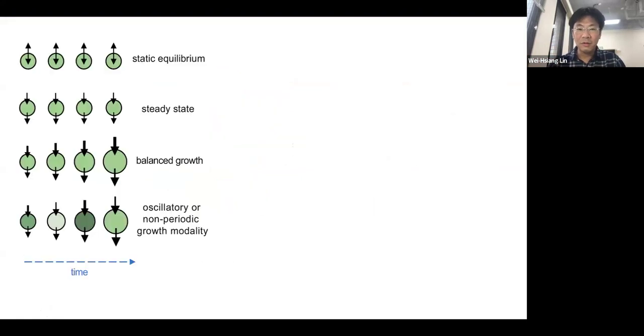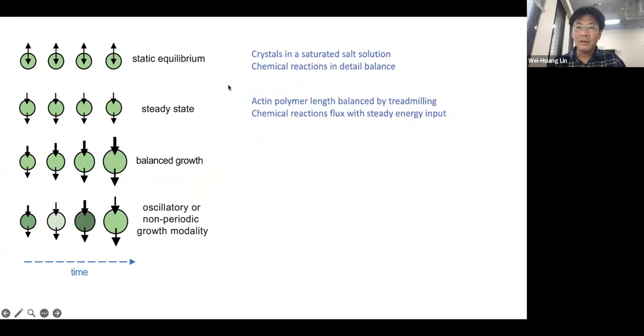And usually when we talk about growth in physics, there are already several models describing system growth. The most basic models in physics are static equilibrium or steady state. In these two cases, the growth rate is zero because the influx and efflux exactly cancel out. In equilibrium, influx and efflux are reverse reactions, so they are in detailed balance. But you can also have non-reversible reactions where everything is balanced. For example, actin polymers have two ends, so they can increase at one end and decrease at the other end, and you have treadmilling. Or a chemical reaction flux with energy input can also reach steady state, but the system has zero growth rate.